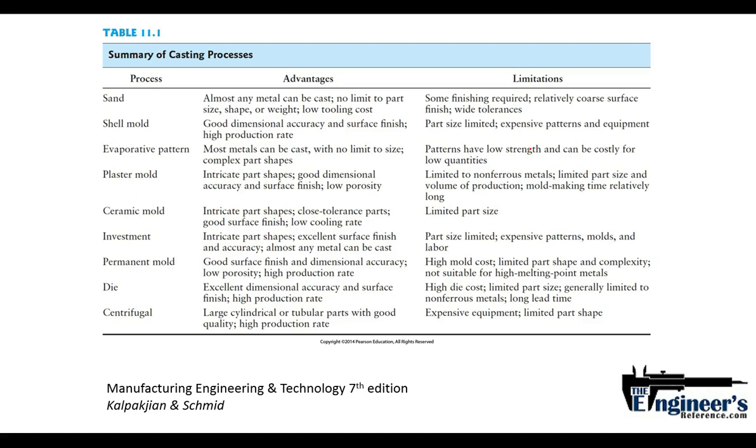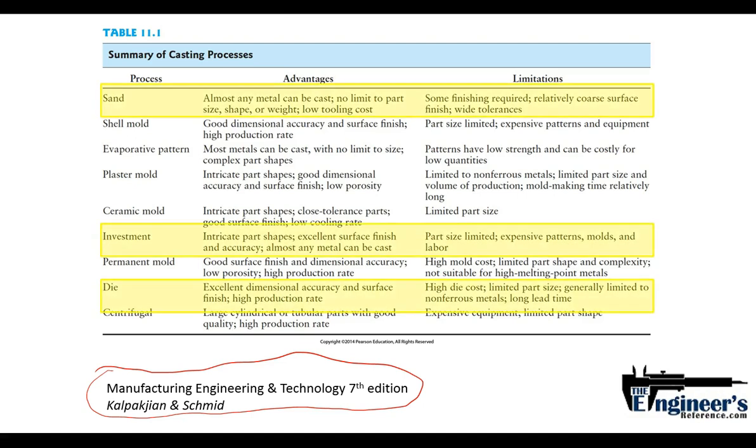So this is a table. It comes from a very common engineering textbook, Manufacturing Engineering and Technology, the 7th edition, from Kalpakjian and Schmid. You can see the different types of casting processes listed with their advantages and disadvantages, comparing just those three: sand casting, investment casting, and die casting.